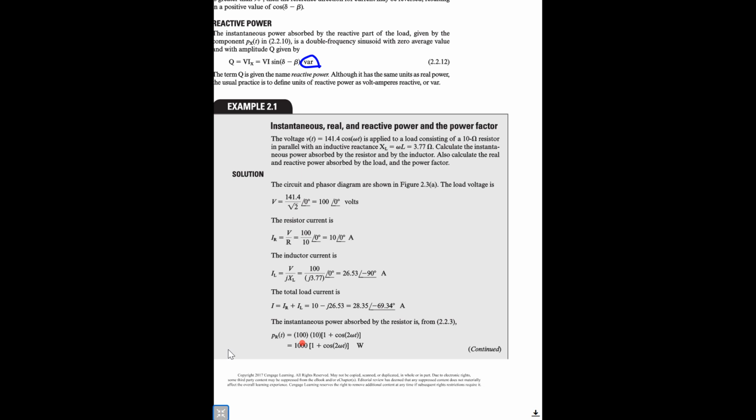pR(t) equal 100 multiplied by 10, the RMS of the voltage times the RMS of the current in the resistor, times 1 plus cosine 2 omega t watt. This is the part of the instantaneous power absorbed by the load, the resistive load. And the next slide.